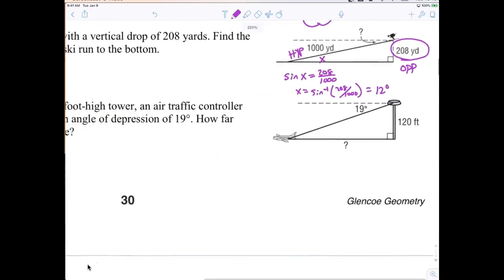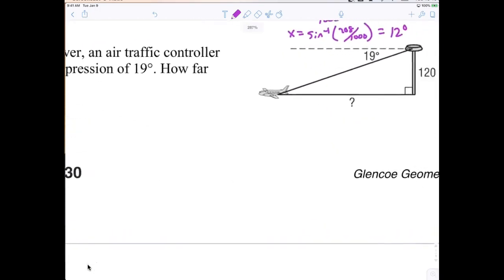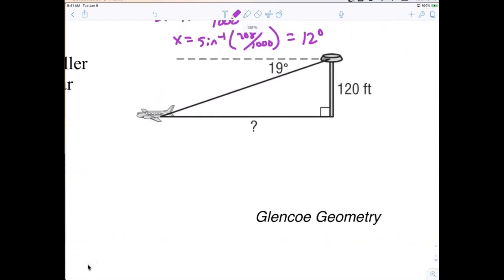All right, so here we go. I'm on question number 4. So what do I have here on question number 4? If this is 19 degrees, please pay attention. Where am I putting the 19 degrees? Angle of elevation. Thank you very much. That is in fact 19 degrees there. So now what's the 120? Opposite. What's the question mark? So what trig function? Tangent of 19 equals 120 over x.